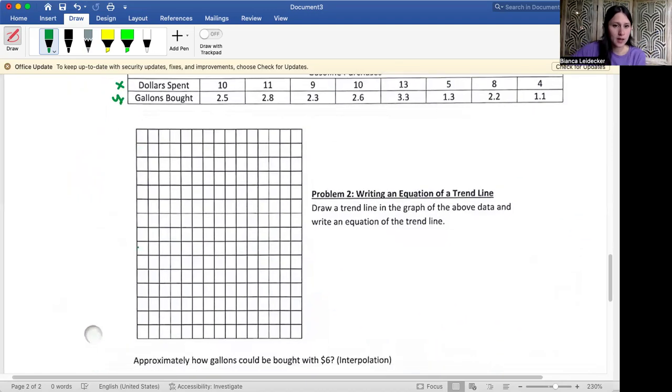And let's label our graphs. So it's really important to label our graph so we can understand what's going on. On this side, we have gas. On this side, we have dollars.